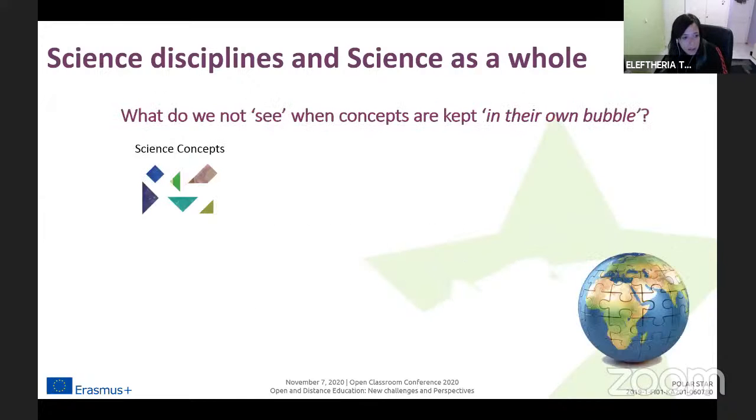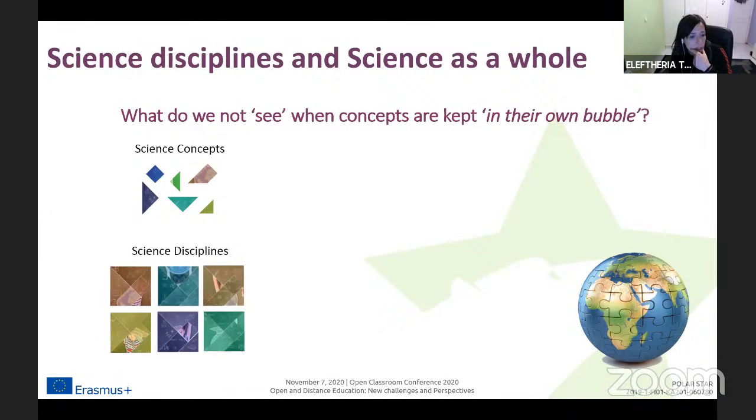Think about it like that. Each science concept is a piece of a tangram, what we call a tan. And you can make all kinds of shapes out of tans, for example, really nice squares. In this case, our science disciplines represent these squares, and you can have shapes that make sense, that are similar, simply colored, so everything in there has the same color, and they make sense. But you really miss out on the point.